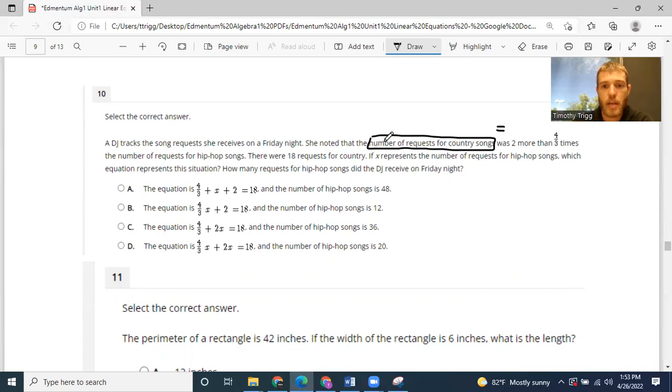Okay. Notice the number of requests for country songs. They also give you that number, don't they? It says there were 18 requests for country, right? So the number of requests for country songs, that is 18, was 2 more than 4/3 times the number of requests for hip hop. Okay. 4/3 x plus 2.